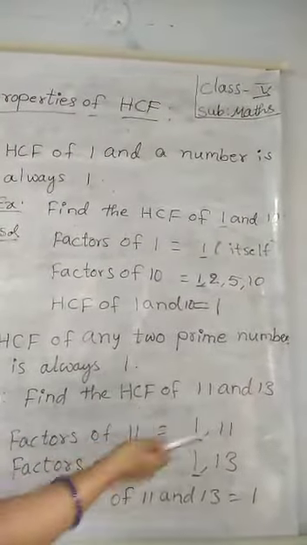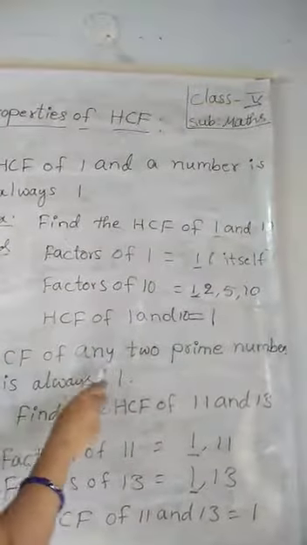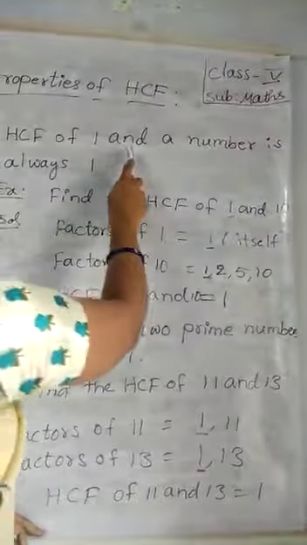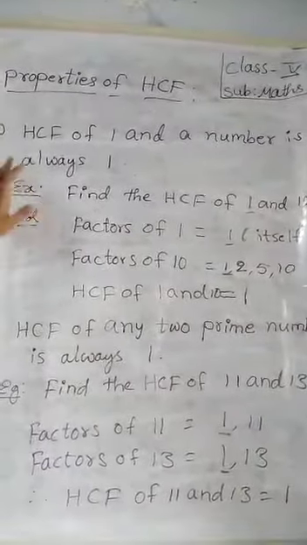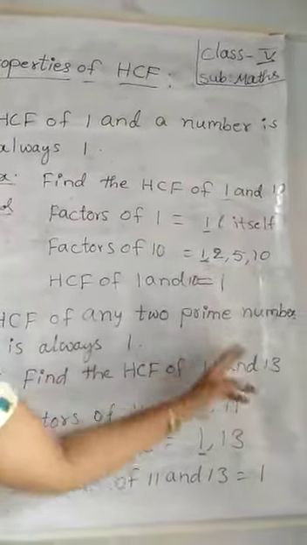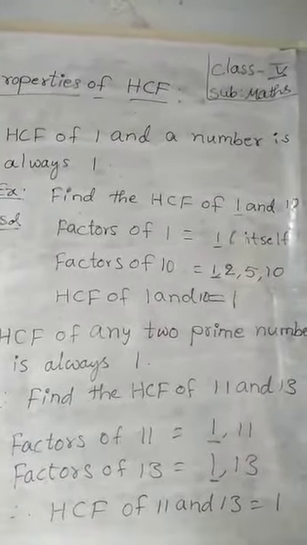Okay, any 2 prime numbers, you can take any prime numbers. HCF of any 2 prime numbers is always 1, and also HCF of 1 and a number is always 1. These are the 2 properties of HCF. Is it clear? Okay.